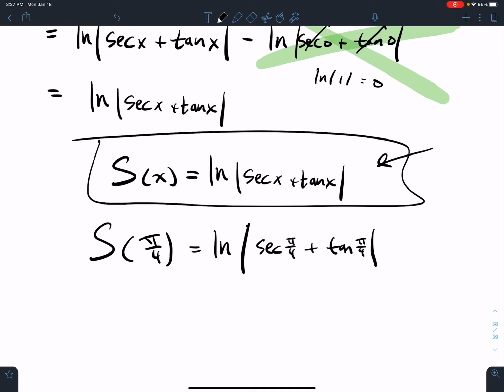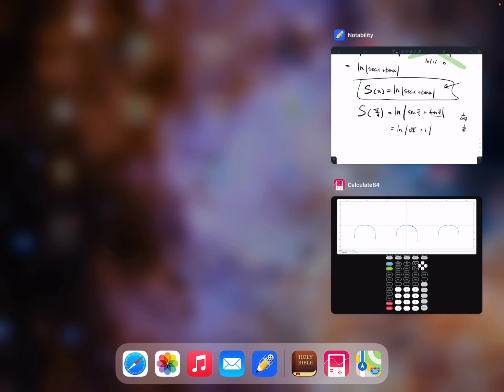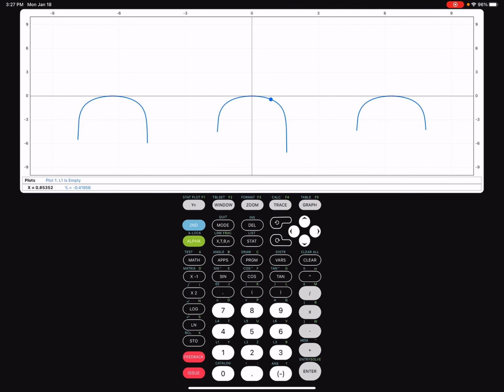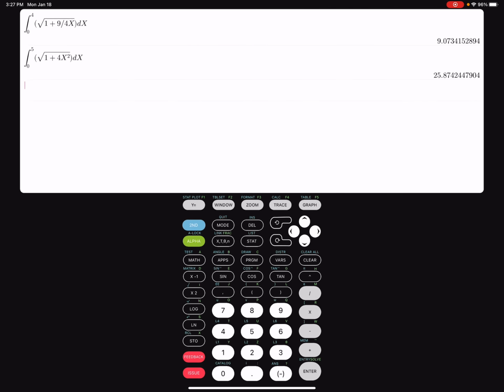So if I plug in pi over 4, this is going to get me, well, secant is 1 over cosine. Cosine of pi over 4 is 1 over the square root of 2. So this 1 over square root of 2 actually gets you square root of 2. And then the tangent of pi over 4 is 1. So let's see, ln of square root of 2 plus 1. What does that equal to? That's 0.881.